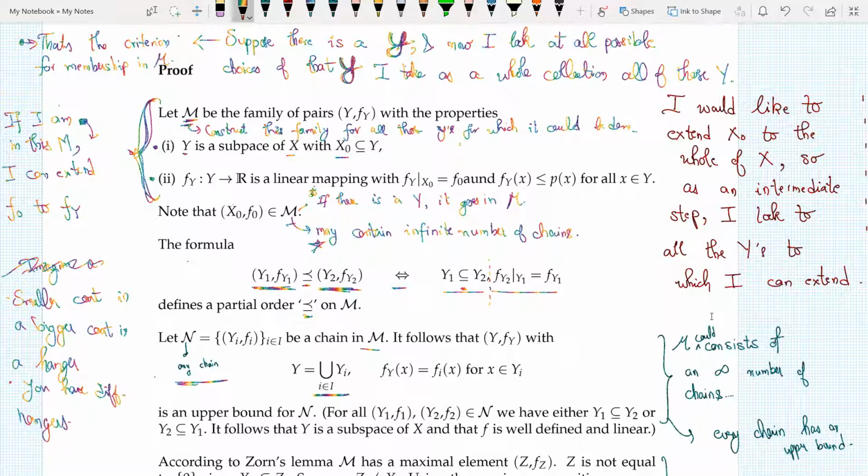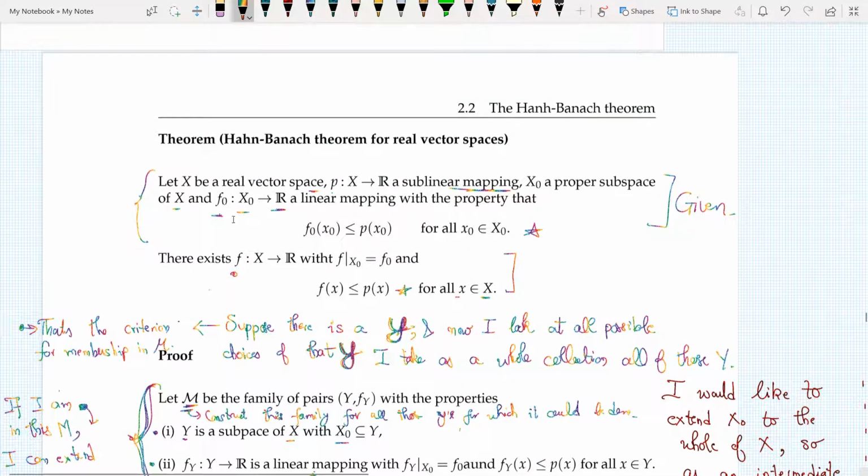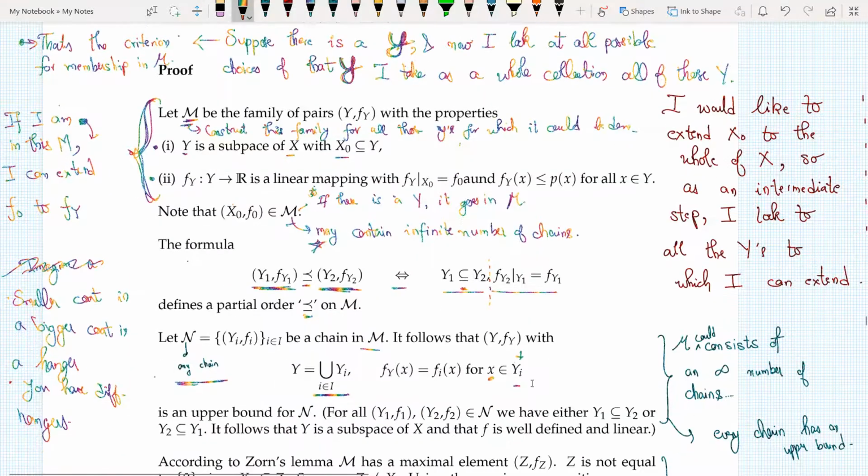And f of Y, f of capital Y, x is equal to f of i x for all those x belonging to Y i. The same point as I said. So we saw in the previous proof, the road to Hahn-Banach, that I was extending my x naught to the span of x. So I take all those individual x and put them in Y's. And then step by step, I am extending my operator or my functional from x naught to x naught plus span of x. So that is my intuition behind doing that step.